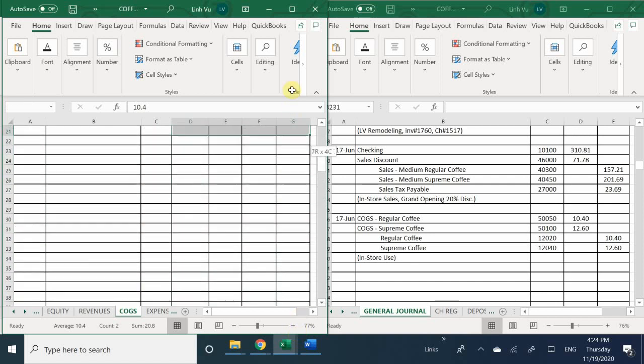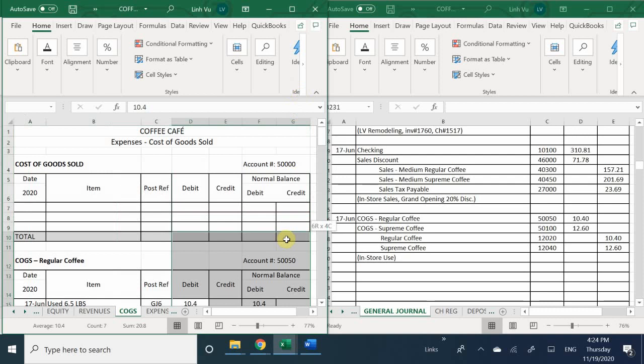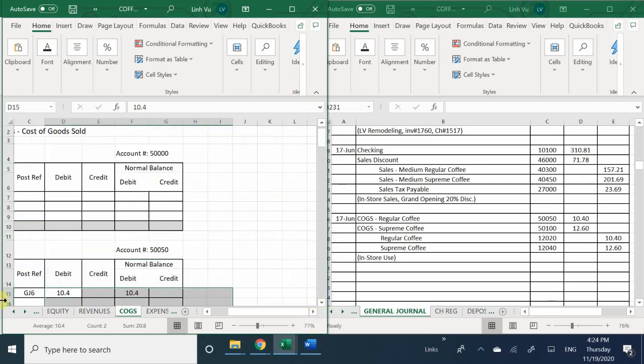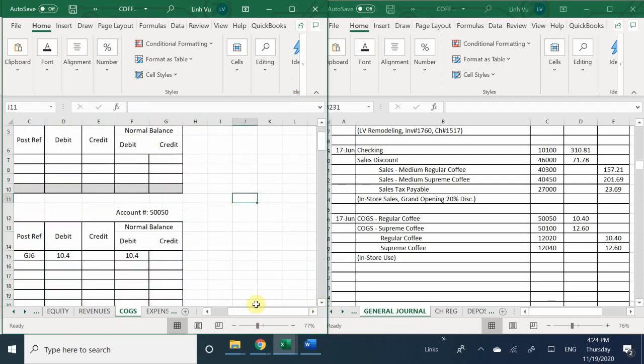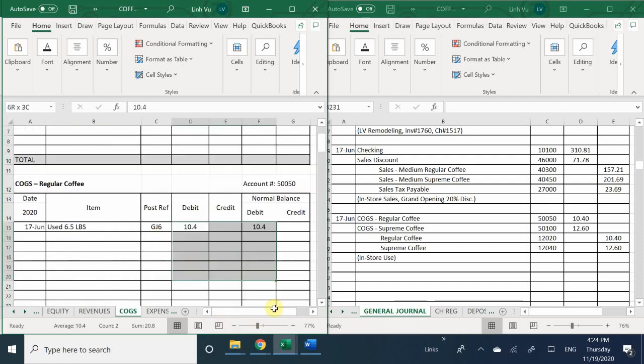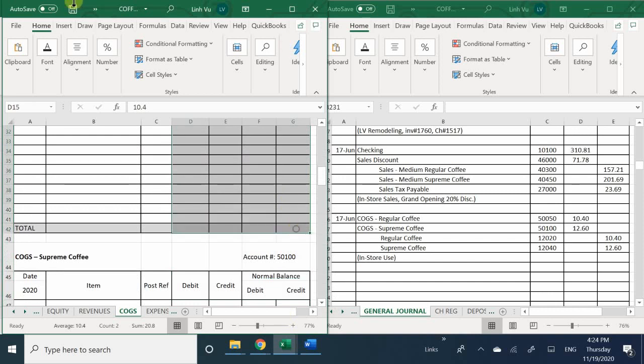Oop, back up. Too far down. Oh, nope, now too far up. Okay. Excel's not liking me right now. All right, let's do it again. So let's highlight. Okay, good. That's good enough.